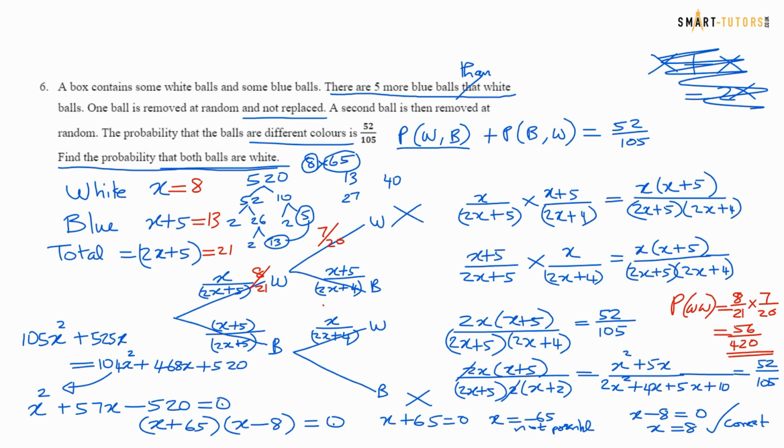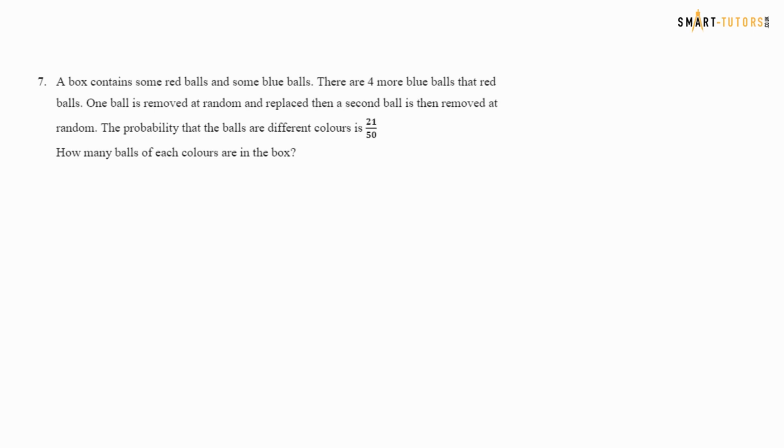Let's move on to the next question. That is the last question, I believe, in this tutorial. A box contains some red balls and some blue balls. So some red balls, and so red and blue. There are 4 more blue balls than red. So red is x means blue is x plus 4. So what is going to happen to the total? It's going to be 2x plus 4.